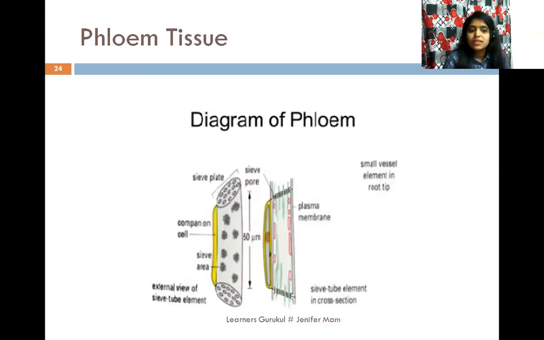This is the diagram of phloem. You can see that this is the sieve tube and this is the companion cell. Here the cytoplasms are closely connected through small pores. Here you can see the structure of this companion cell. So now this is the diagram of phloem.